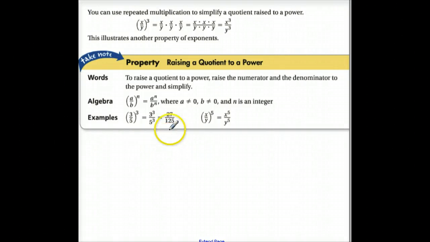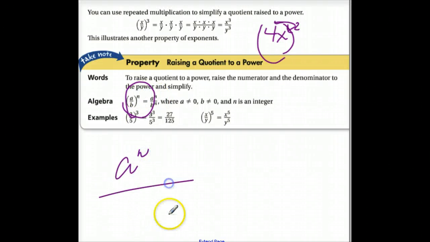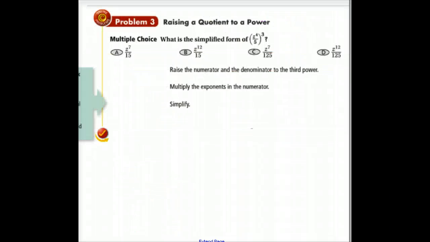All right, you can use repeated multiplication to simplify a quotient raised to a power. So when we had a product to a power, like 4x raised to the second, this power of 2, or this exponent, was applied to the 4 and to the x. Same thing in a quotient, something being divided. If it's raised to a power, that n is applied to the top and to the bottom. So let me show you with an example.